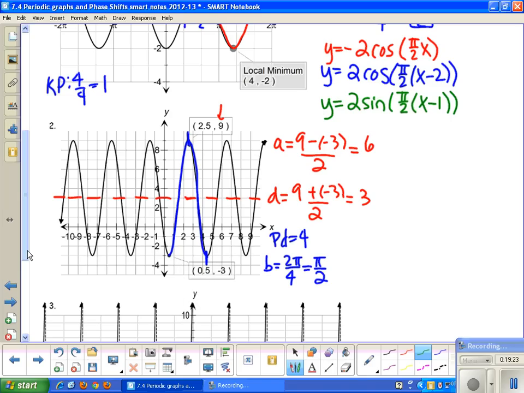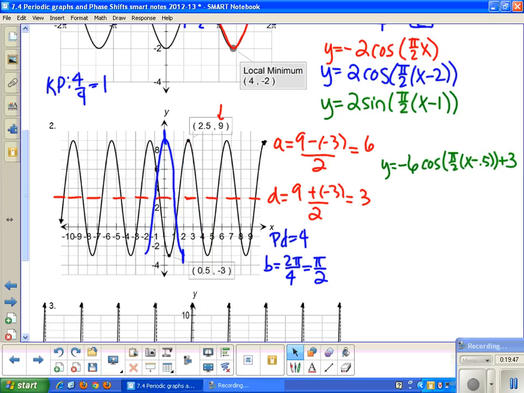So if I do one equation, I could have y equals, in this case it would be negative, and the amplitude we said is 6, so -6 times the cosine of my b value, pi over 2 times x minus 0.5, plus my vertical shift, which would be 3. So that would be one equation. But remember I said usually use the positive distance.